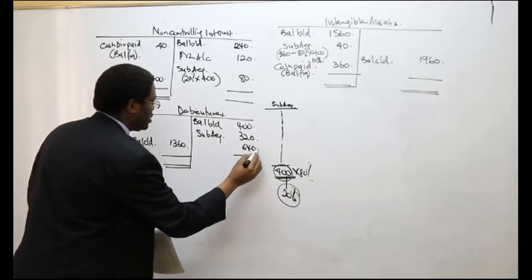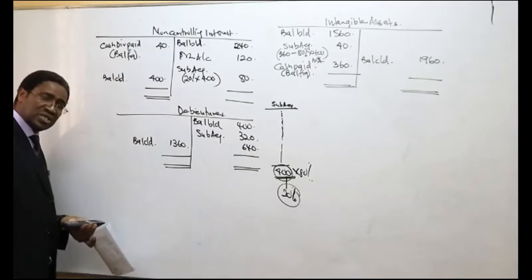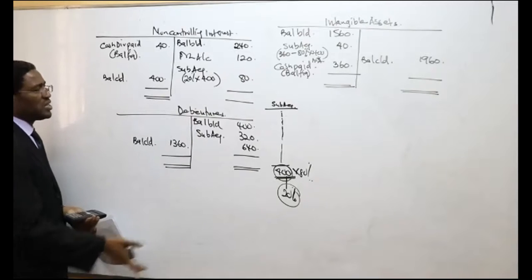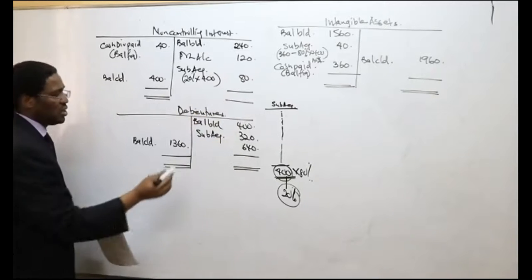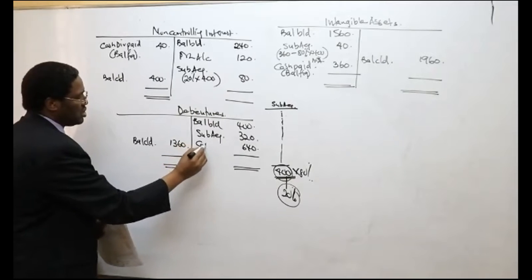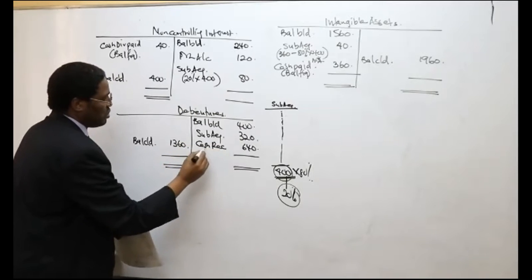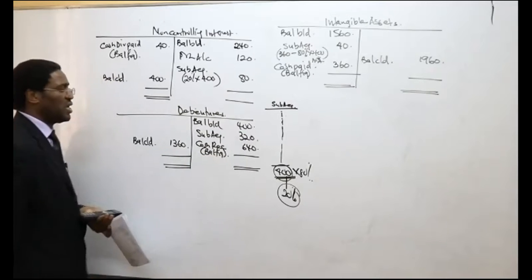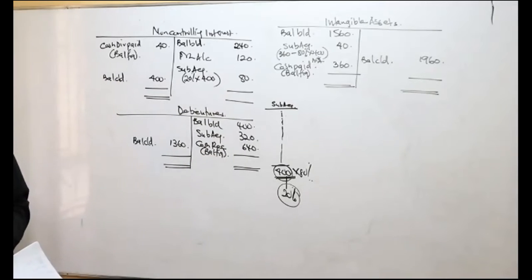What do you think it is? Did we issue more debentures, or did we repay our debentures? It's obvious for debentures to go up, because this is the credit side, we must have issued some more debentures. So we come and say cash received, and that is the balancing figure of 640.